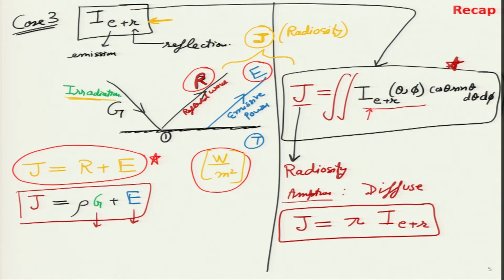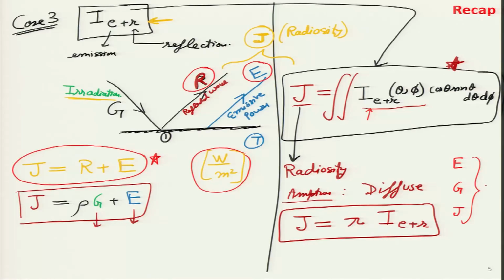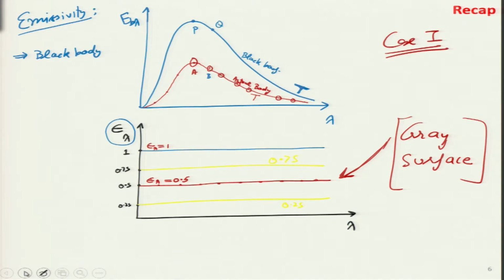So, in all these three cases, we can get analogous relationships between I and the power related variable, whether it is capital E for the emissive power, capital G for irradiation, and capital J for radiosity. So, these are very important parameters because they directly link to Q dot over here, and that is the rate of heat transfer which we are always interested in.